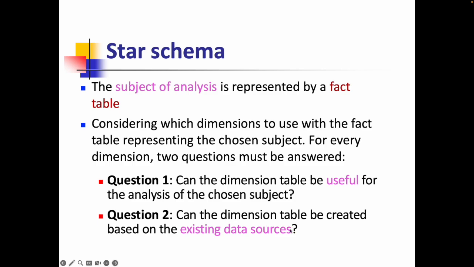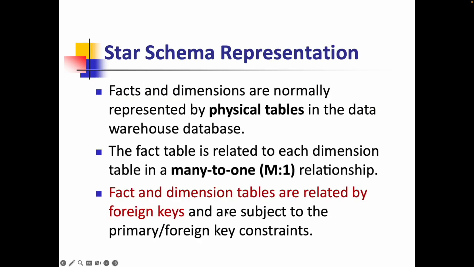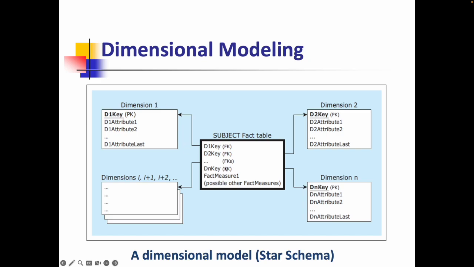The second question, can the dimension table be created based on existing data sources? Do we have product information? Yes, we have. Our operational database included the product table, so we also have product information. And so we can have a product dimension. So in star schema representation, back to the question I asked you, facts and dimensions are normally represented by physical tables. That is the actual tables that we had before, we have here. And the fact table is related to each dimension through a many-to-one relationship, okay? And same as before, they are connected through the foreign keys, right?